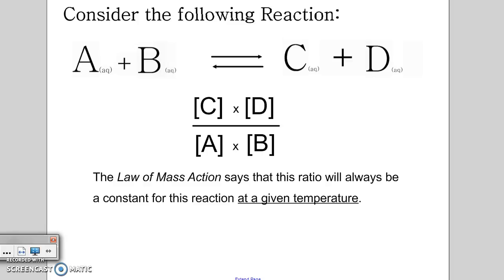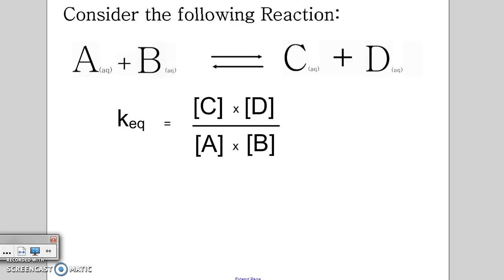The law of mass action says that this ratio of products to reactants will always be constant for this reaction at a given temperature. If the temperature is changed, if you run it at a higher or lower temperature, that can change the value of this number that you get. But at the same temperature, you would always get the same value by measuring these concentrations of the four species and plugging them into this formula. And therefore we call that the equilibrium constant. That number that you generate in this way is called the equilibrium constant, and it's symbolized by KEQ.